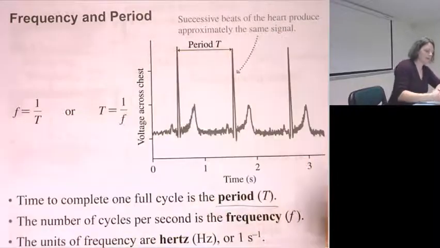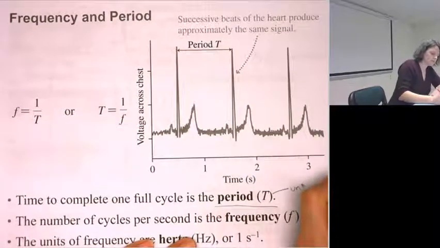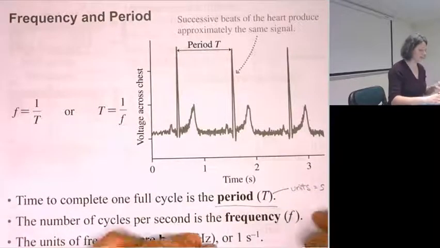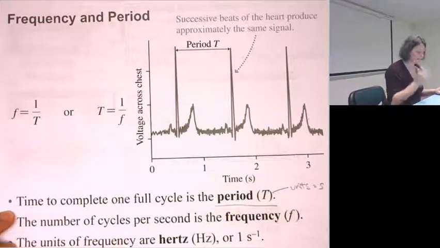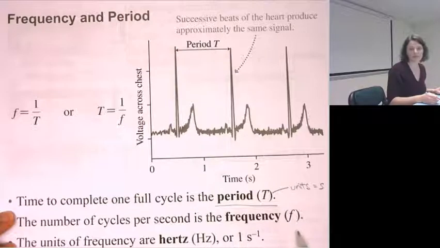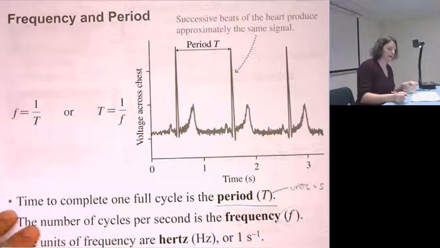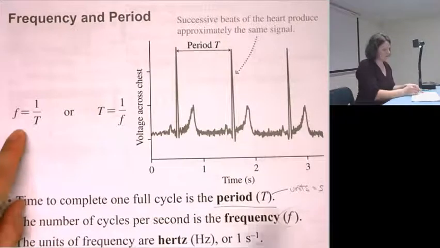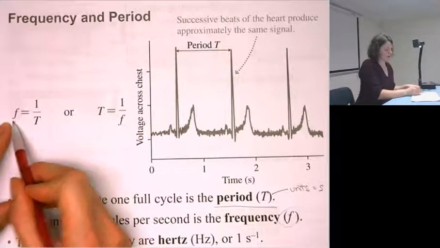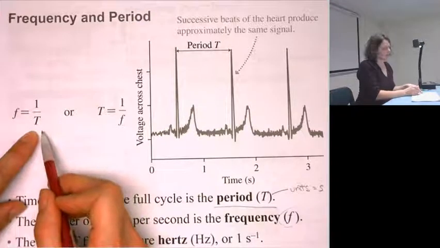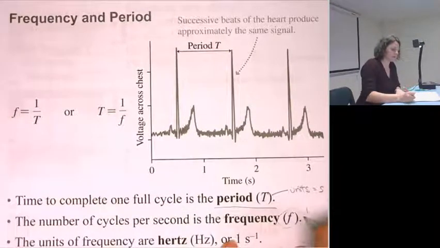So we measure that in units of seconds, and we abbreviate it with a capital T. The number of cycles per second is the frequency, which we abbreviate with a lowercase f. And you can see from this formula, where the frequency is 1 over the period, the units are 1 over seconds.